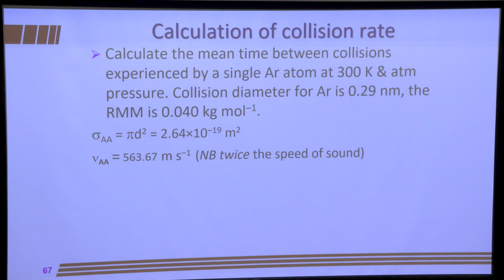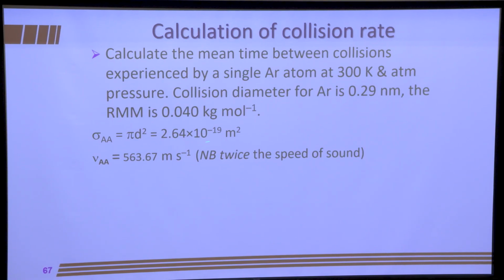Okay, we'll get there. And then we have nu AA. How do we get that? That's the square root of 8kT over pi mu. The square root of 8kT over pi mu.